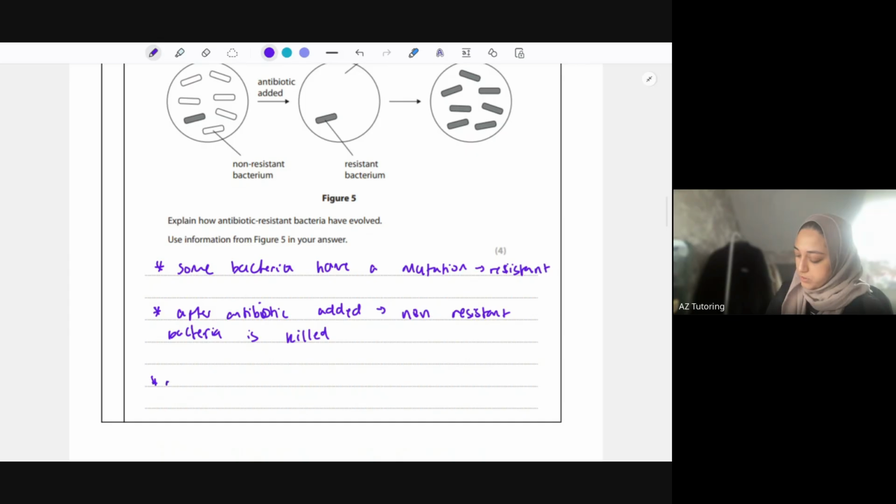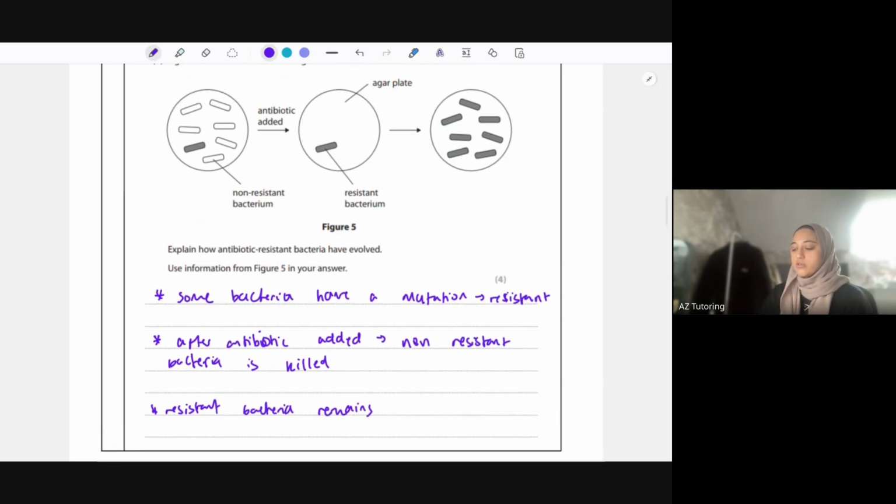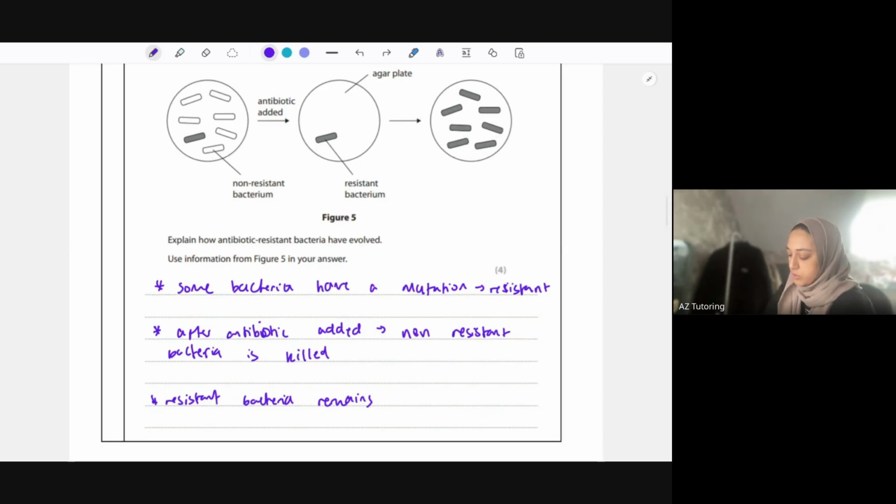So resistant bacteria remains, and when that resistant bacteria remains, there's no competition for this resistant bacteria. It doesn't need to share its resources with anything else. So because there's reduced competition, it's going to reproduce. There's nothing else competing for what it needs to essentially reproduce.